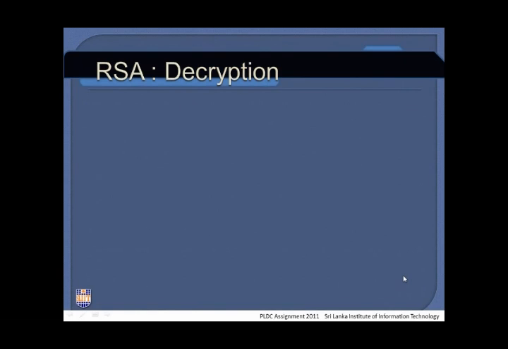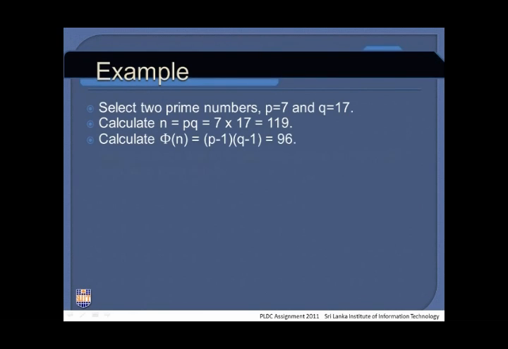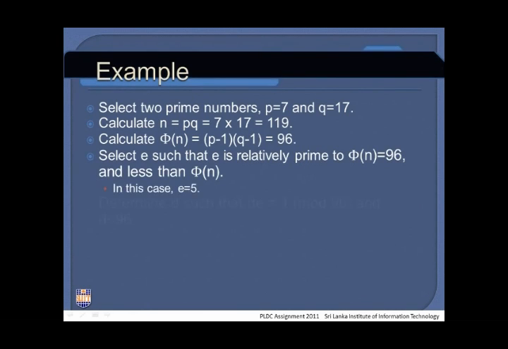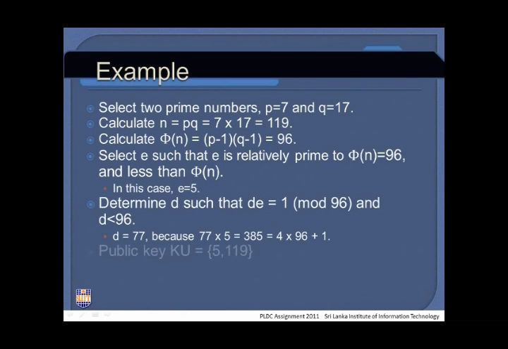RSA decryption. Here, in the process of decryption, to decrypt the ciphertext C and convert it to plaintext M, you compute C to the power of d modulo n. Example. Here is an example illustration of the RSA algorithm key generation process.